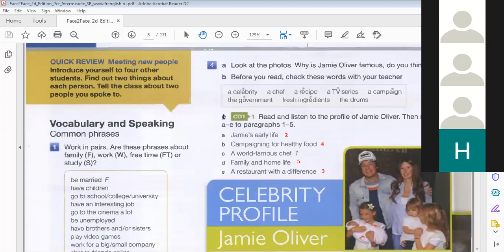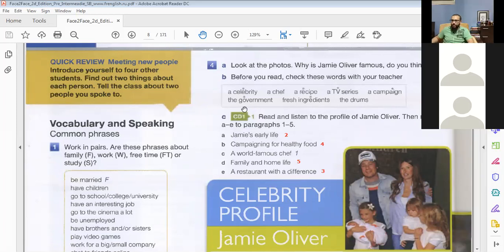So now we know a little bit about Jamie Oliver. We know about his early life, what he likes to do, how many kids he has, and how he campaigned for better food for British children. Okay, so we can move on and check our next exercise.